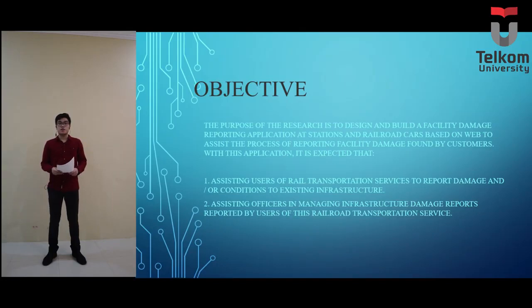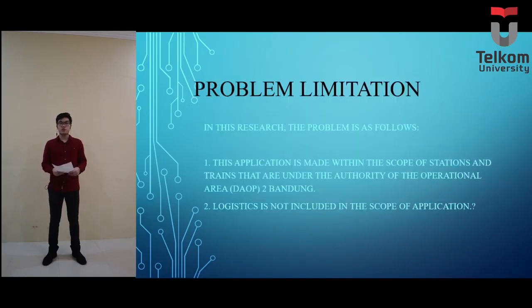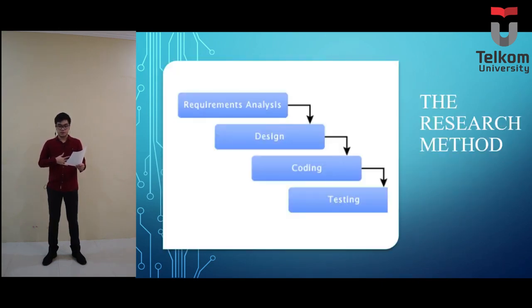And number 4, problem limitation. The problem limitation is as follows. This application is made within the scope of stations and trains that are under the authority of the operational area, and logistics is not included in the scope of the application.